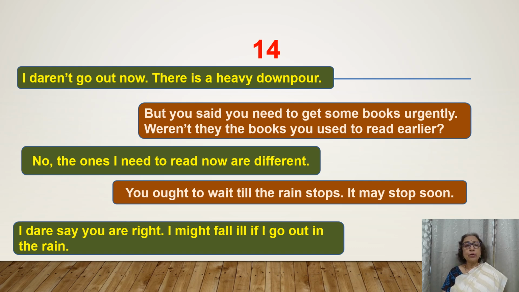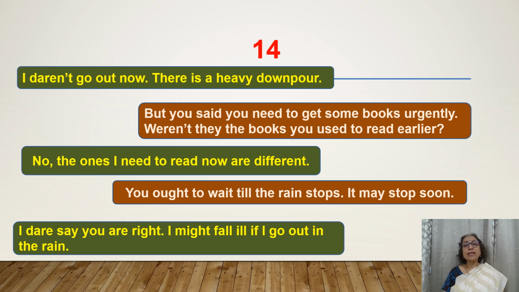I daren't go out now. I dare not. There is a heavy downpour. But you said you need to get some books urgently. Weren't they the books you used to read earlier? No, the ones I need to read now are different. You ought to wait till the rain stops. It may stop soon. I dare say you're right.